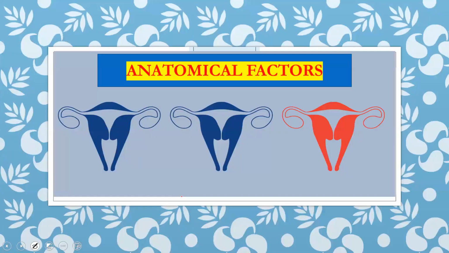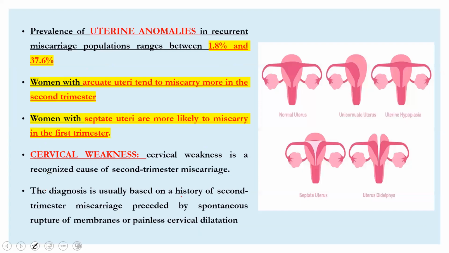All right, now let's talk about anatomical factors. Okay, so we have discussed antiphospholipid, we have discussed genetic factors. Now we are going to cover anatomical risk factors. So what about anatomical risk factors? Anatomical risk factors would be the uterus.